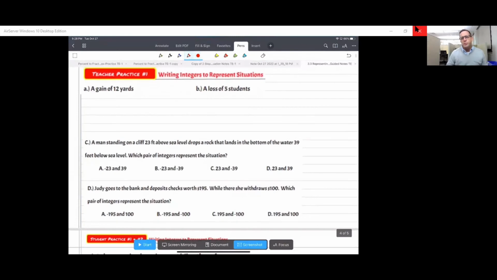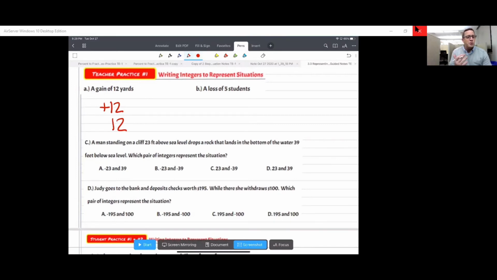Now, the next thing you guys are going to be expected to do is be able to write integers representing certain situations. Okay, so like a gain of 12 yards. Now, of course, we're talking about football there. So if it's a gain of 12 yards, that's a positive, right? You've progressed 12 yards. Now, you don't have to put a plus sign, but I'm going to just do that to emphasize that it's positive. But if it's positive, you don't have to put a plus. You could just put 12, right? 12 or plus 12.